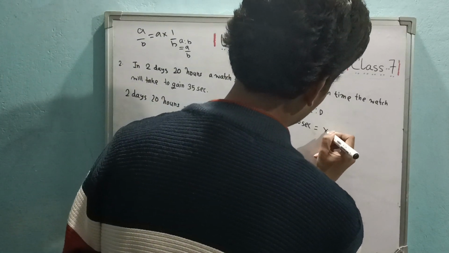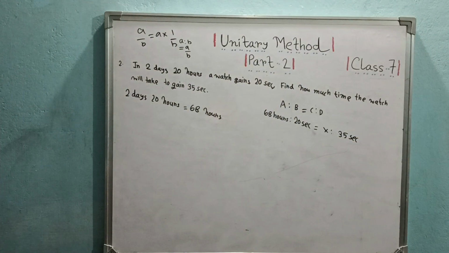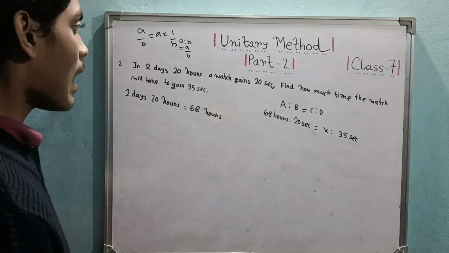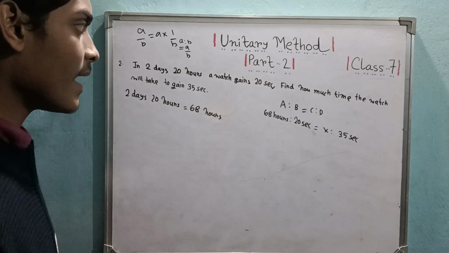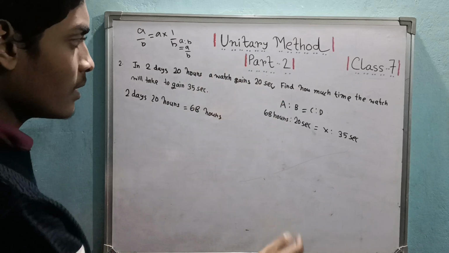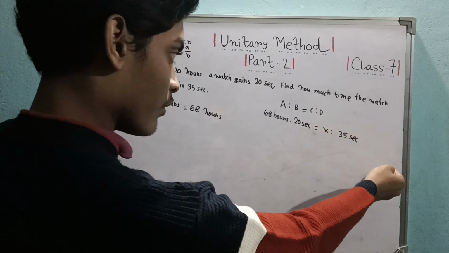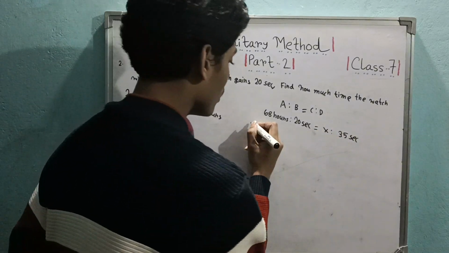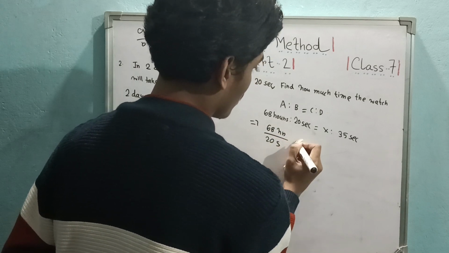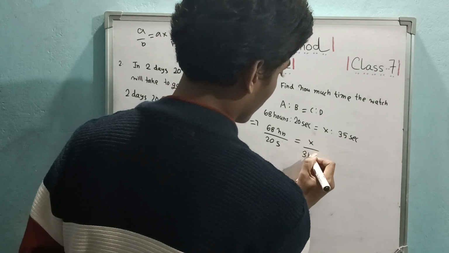So it is X is to 35 seconds, right? That's what it says in the question. In 68 hours, it gains 20 seconds. Then in X hours, it will gain 35 seconds. So 68 hours, 20 seconds, X hours, 35 seconds. Then just calculate now: 68 hours by 20 seconds equal to X by 35 seconds.